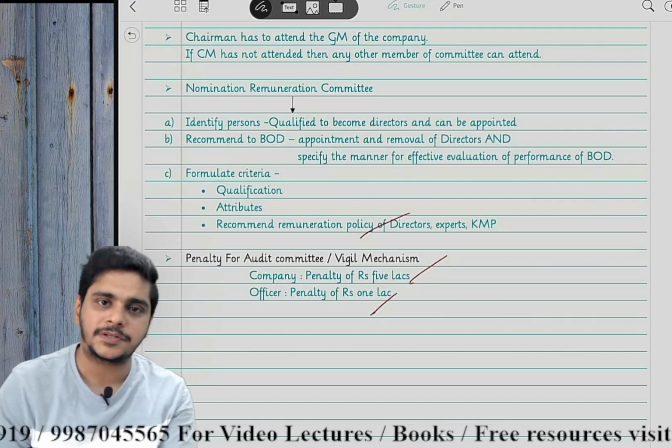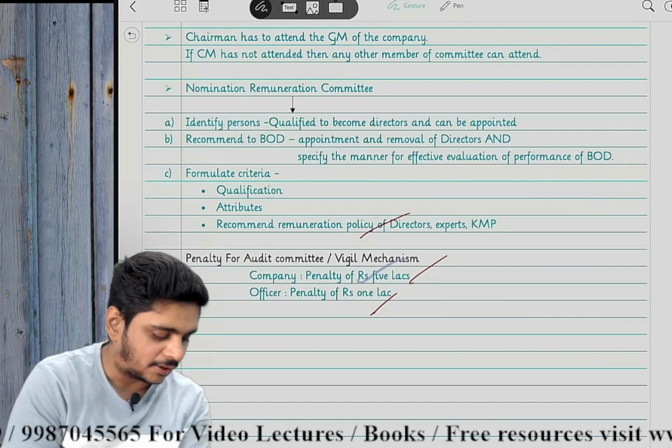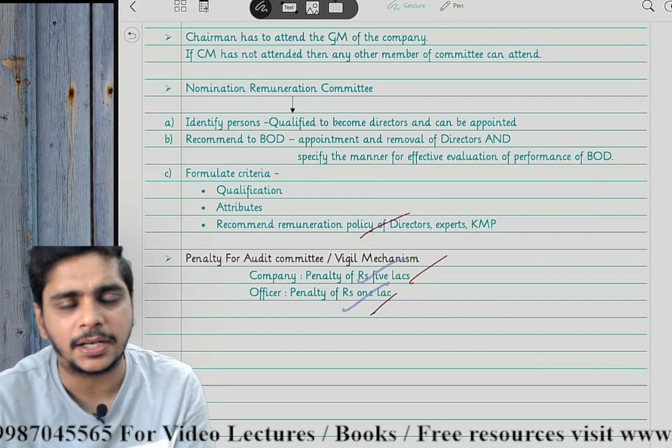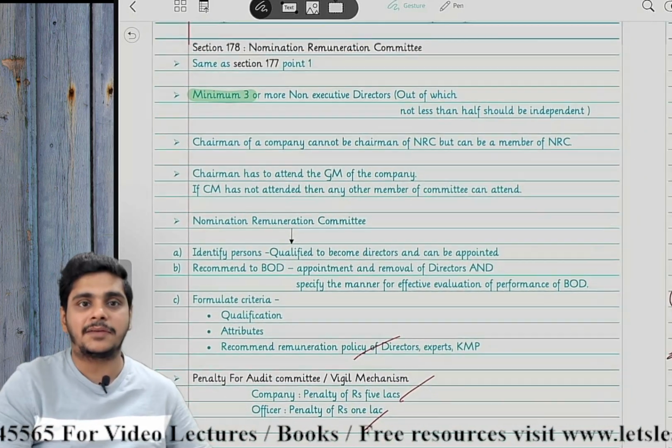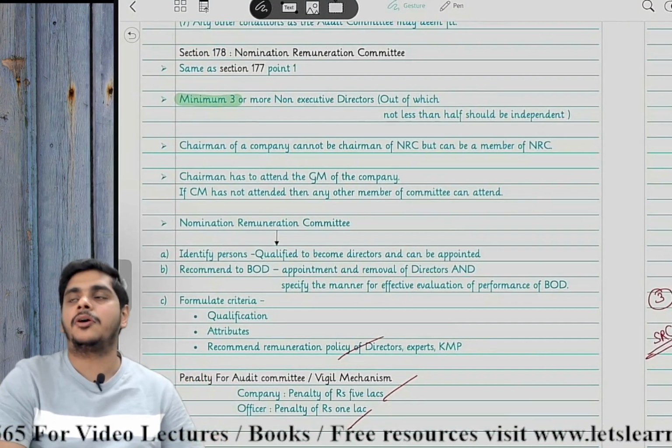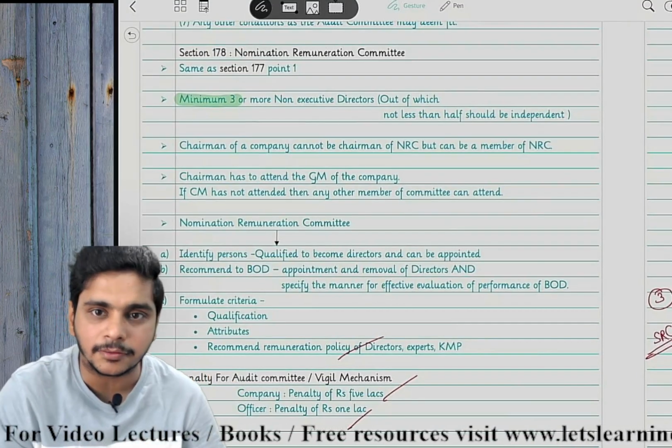Now, in case of contravention, same penalty: company 5 lakh, officer 1 lakh. Section number is what? 178. 178 nominate, Nomination and Remuneration Committee.